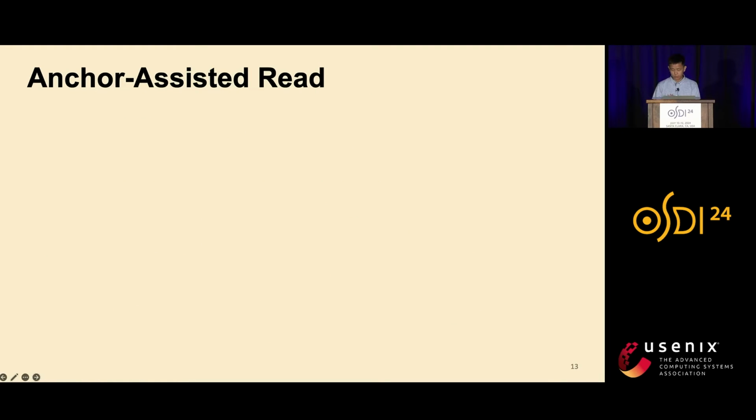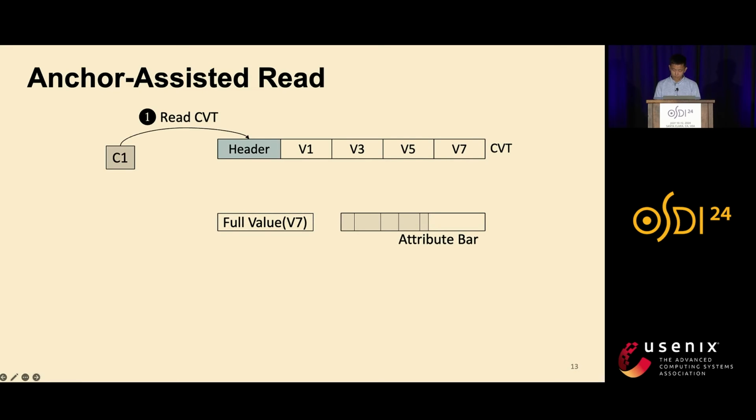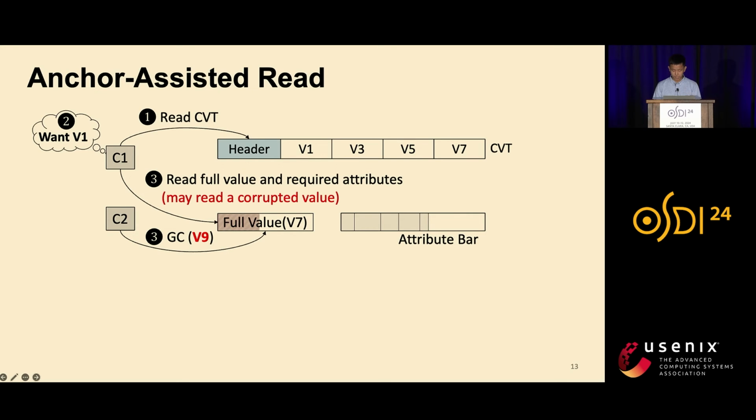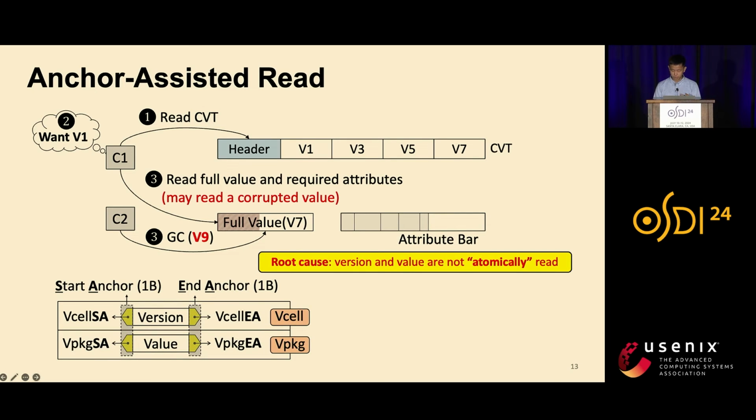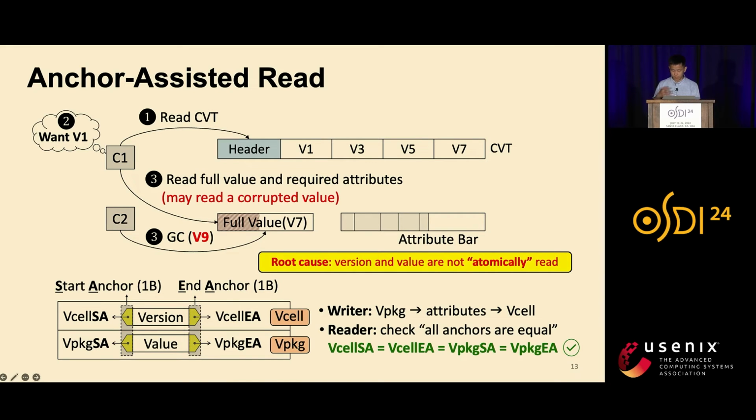In the presence of GC, one transaction may read data being reclaimed, leading to potential corruption. For example, coordinator 1 reads a CVT and decides to read a value at version 1, while another coordinator performs GC and updates the full value. This can result in coordinator 1 reading a corrupted value, because the version and value are not read atomically. To address this issue, Motor wraps each of the VCL and value with anchors. When writing data, the coordinator sets all four anchors to be the same new value, and readers then check if the anchors are equal to validate that the fetched value and the version match.